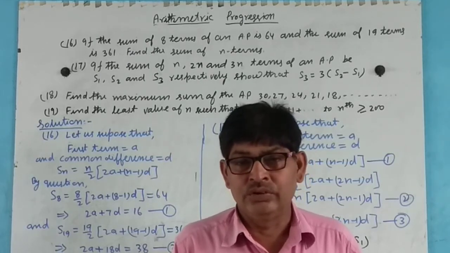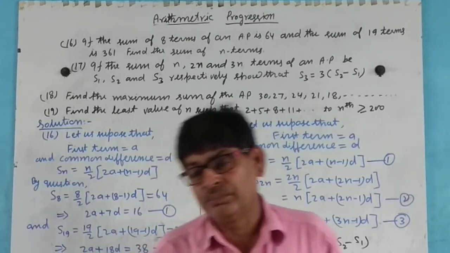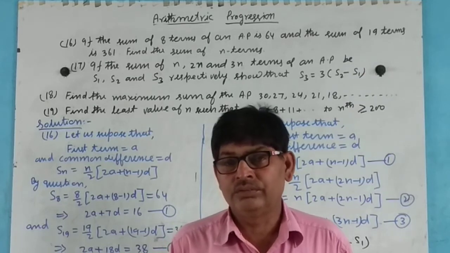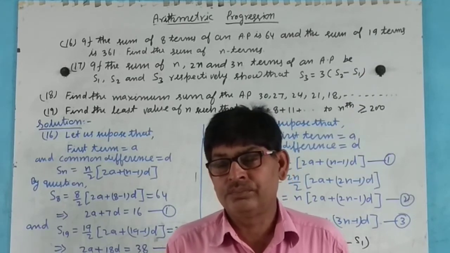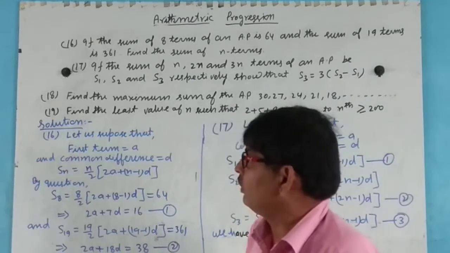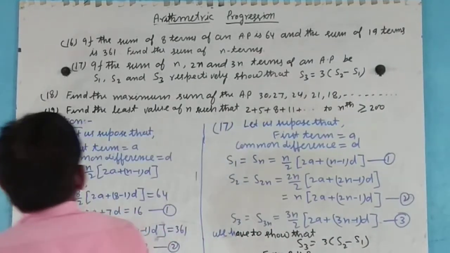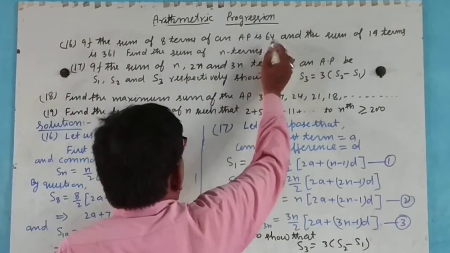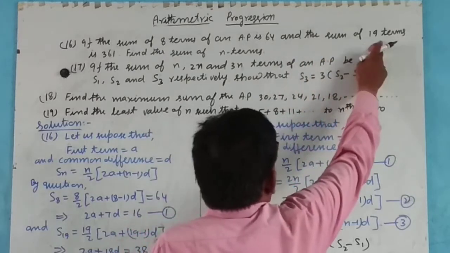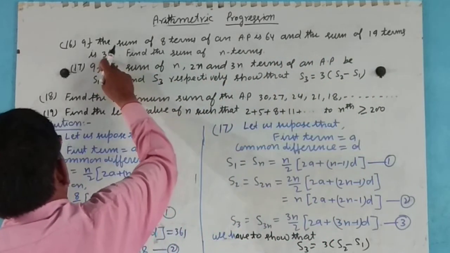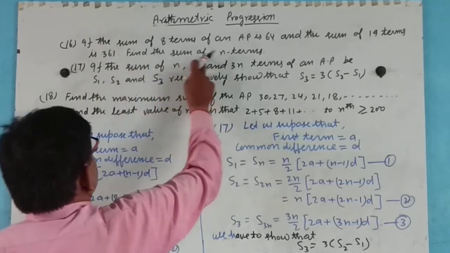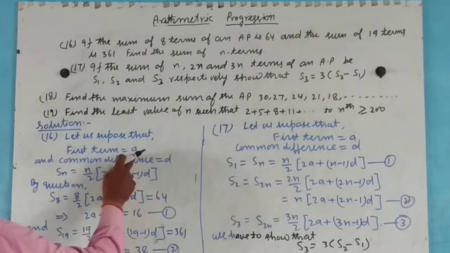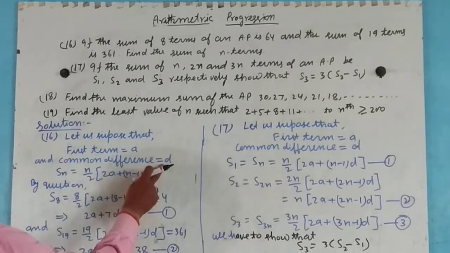Today we are going to discuss some problems related to the sum of an AP. Here is problem number 16. If the sum of 8 terms of an AP is 64 and the sum of 19 terms is 361, find the sum of n terms. Now let us suppose that the first term is a and the common difference is d.